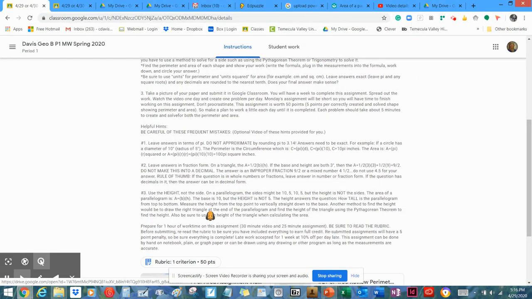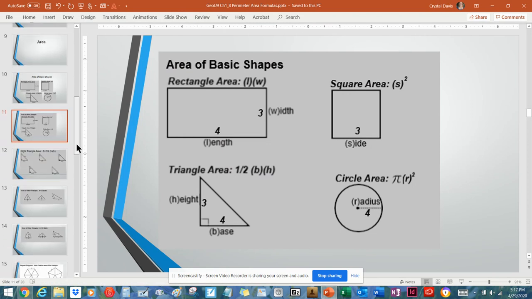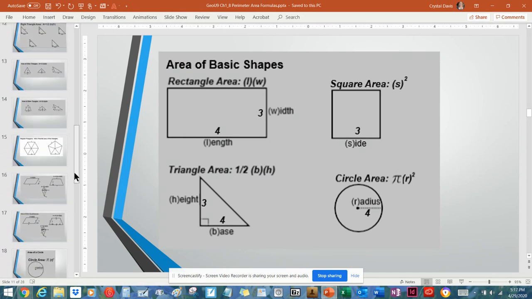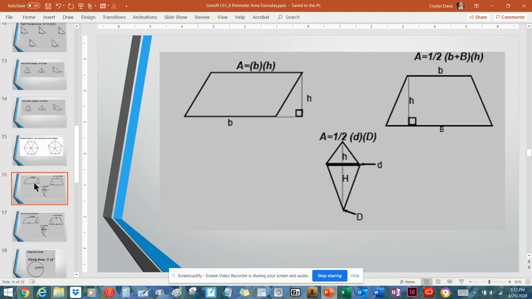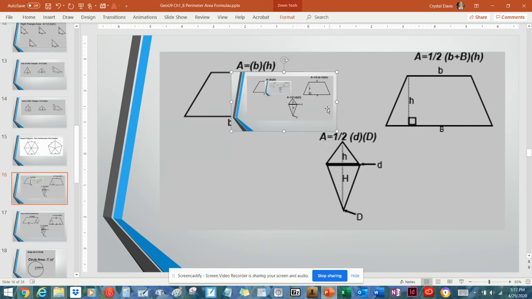Okay, the third one is that some of you are looking at the height in the incorrect place. So let's take a look at that. So I think I have a different slide for that one. So let's take a look over here. So on the parallelogram, oops, got it. Let's see, what do I do here?